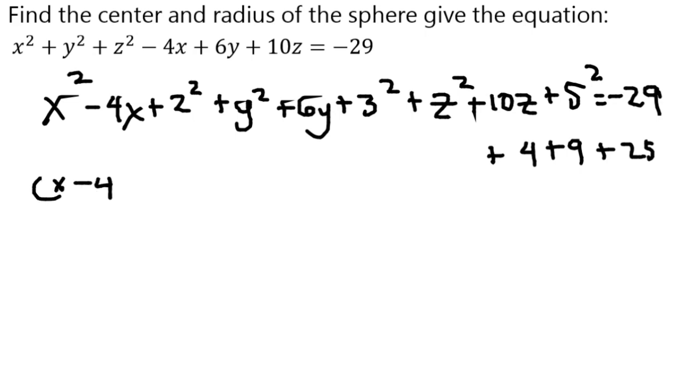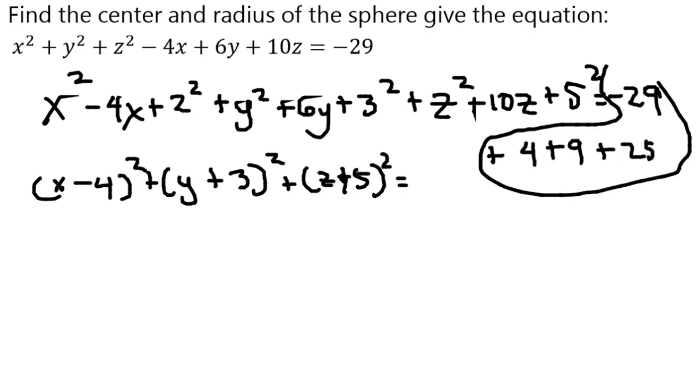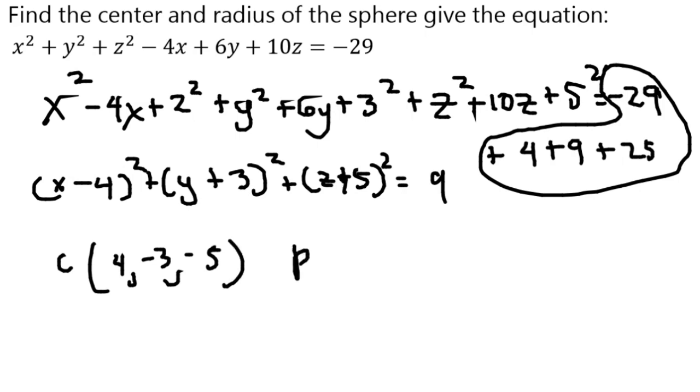This means what you do on the left side, you must do on the right side of the equation so it can be balanced. We got (y + 3) squared, and we got (z + 5) squared. Then we take the sum of all the numbers on the right side of the equation. So it's going to be 9. Now our center is going to be (4, -3, -5).